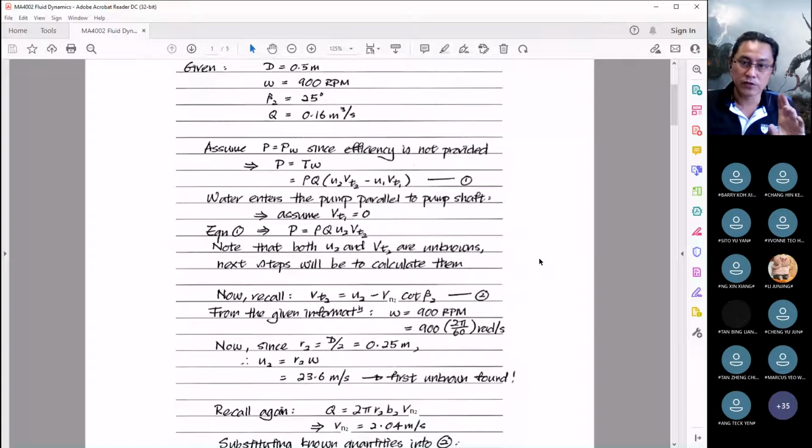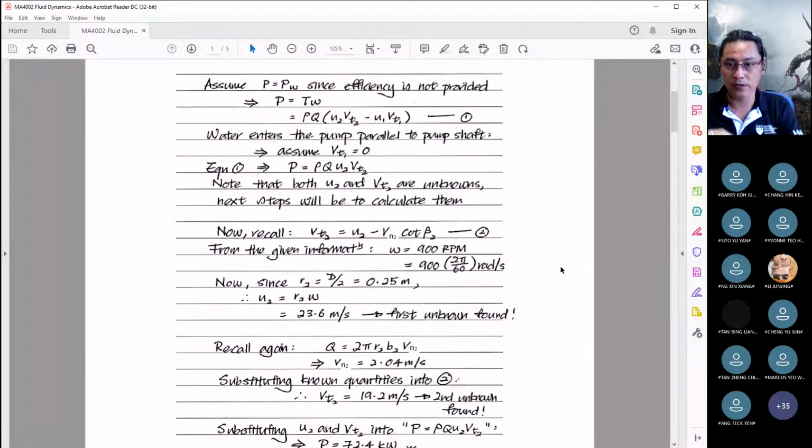Now, try to recall and go through the lecture slides. What are some of the formulas that we can come up with for Vt2? We have this relationship, which states that Vt2 equals U2 minus Vn2 cotangent beta 2. So we have U2 here, Vn2 here, and cotangent beta 2 here. First things first, let's try to find U2, the first term on the right hand side.